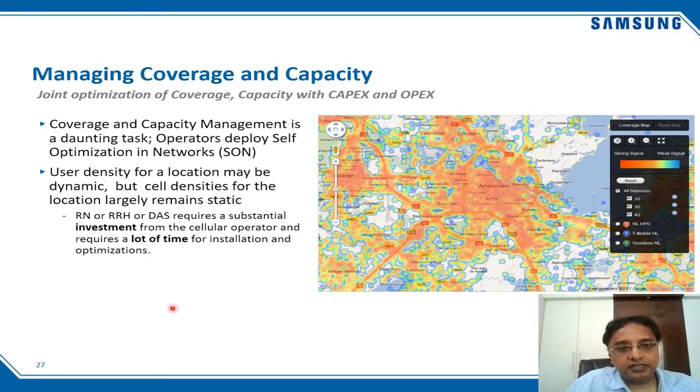So again, this is another depiction of the same problem, which says that user density for a location may be dynamic, but cell densities for the location largely remain static. So this picture tries to show the heat map of the Amsterdam region in terms of the coverage. And we can see there are certain holes, primarily because there are not enough users. And what do we do when suddenly there is a surge of users and there is an event in that location? Do we go about deploying cellular, like the macro or the terrestrial system? Or can we do something more intelligent to really augment the sudden surge of data traffic requirement in that area? So that's where aerial communication or on-demand network is going to help. So we'll see in the subsequent slides how.